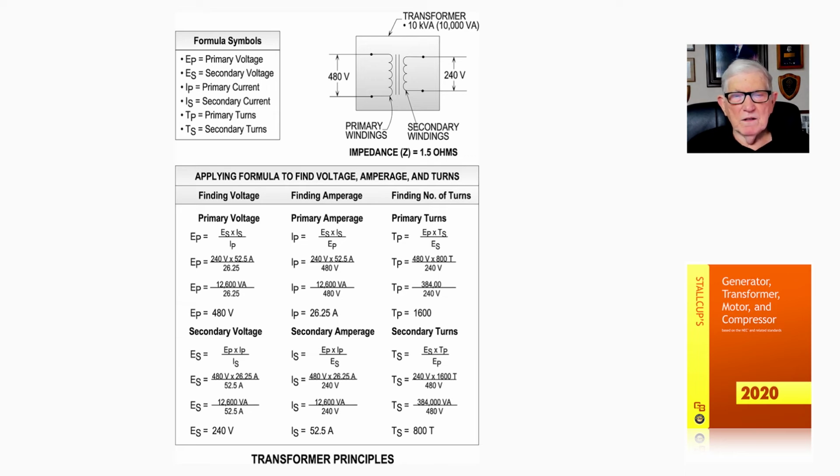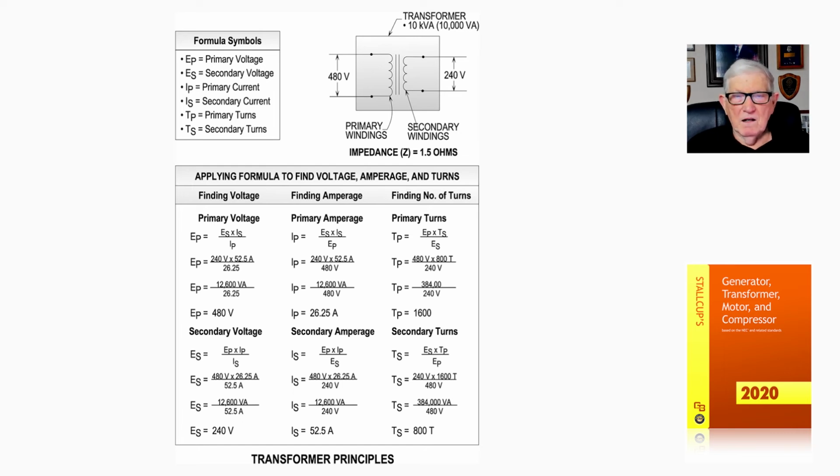So now when we come down and take a look at the secondary voltage, you would have the voltage secondary is equal to the voltage primary times the current primary divided by the current in the secondary. So inserting those terms in, 480 volt times 26.25 divided by 52.5, and when we do the math, we come up with 240 volts, and that's in that secondary.